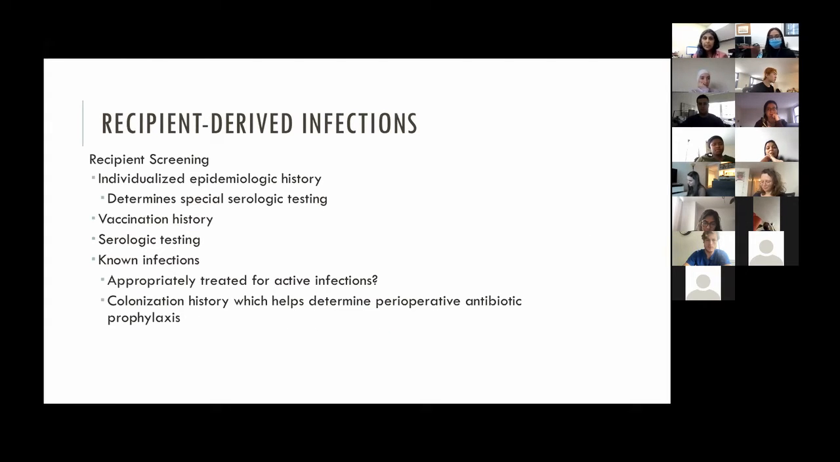What does the recipient themselves bring to the table after transplant? These are all things that we think about when we're seeing a recipient and evaluating them for transplant. Usually we take an individualized epidemiologic history. We ask about where they were born, where they've lived. We send certain serologies. We'll talk about that. We ask about vaccination status, and we look at their past infections. Do they have any current infections that they're being treated for, or are they colonized with any specific bugs that we should think about at the time of their transplant?